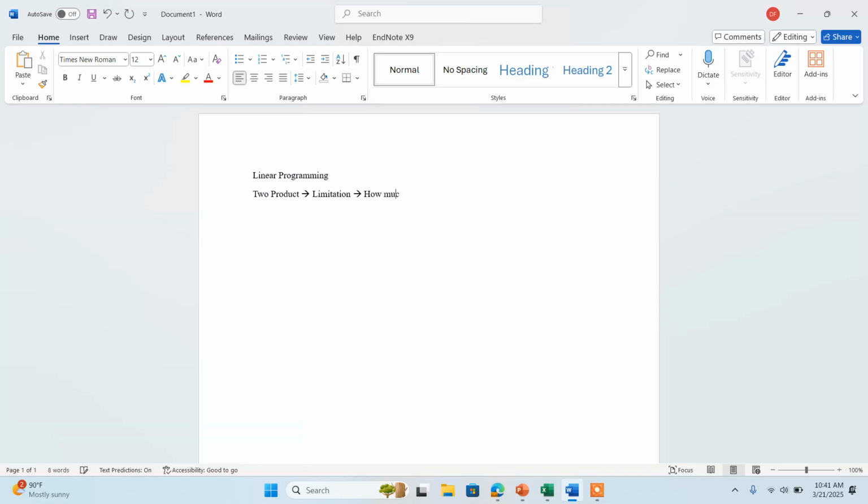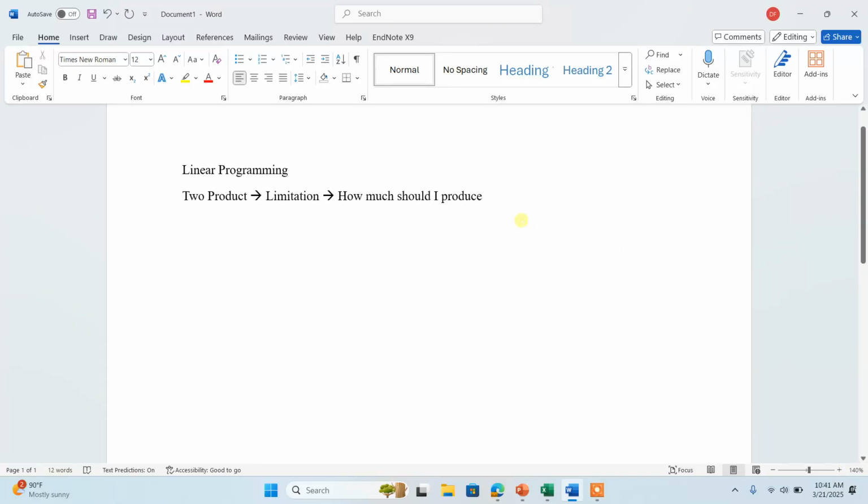Question arises, how much should I produce of product 1 and product 2? How much should I produce of each of these products that can maximize my profit?